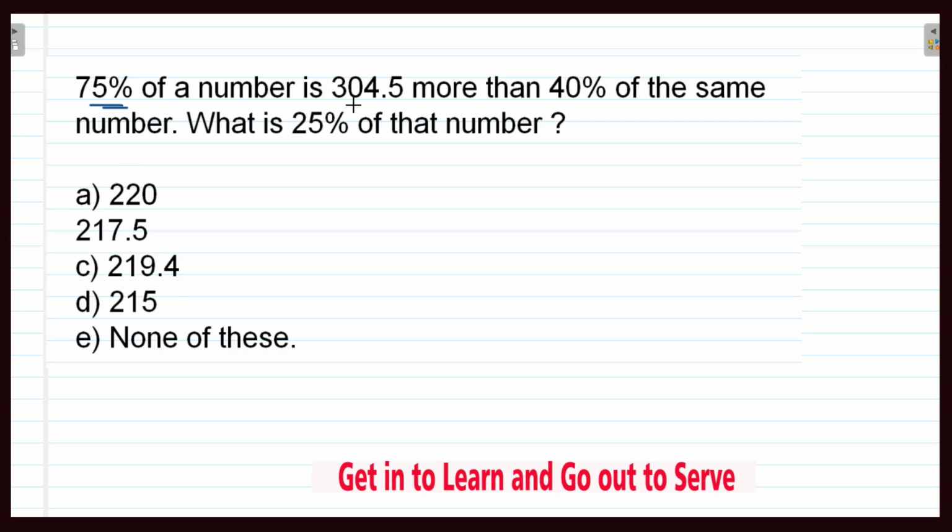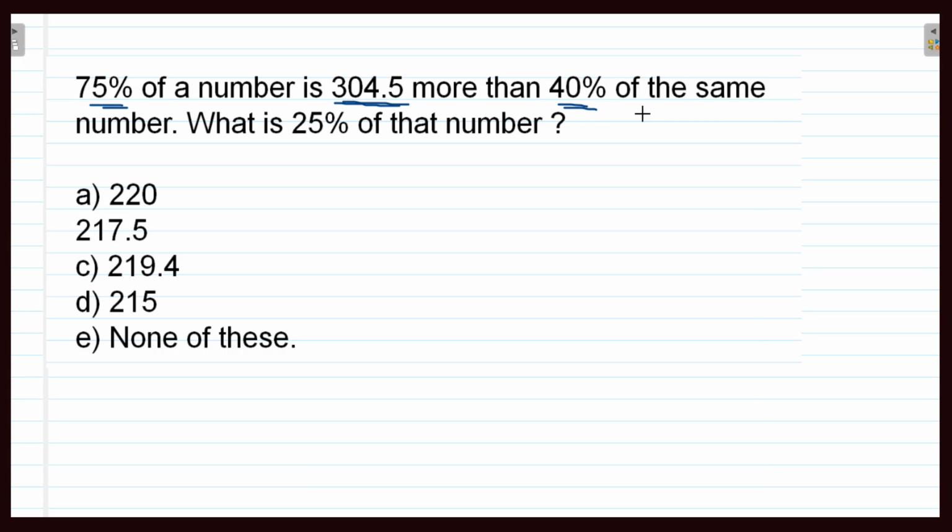75% of a number is 304.5 more than that of the 40% of the same number. What is 25% of that number? Here it is said that 75% of a number is this much more than that of the 40%. It means it is given that the difference between the 75% and 40% is 304.5. So what will be the difference between 75% and 40%? It will be 35%. So it is indirectly given that 35% is equal to 304.50.